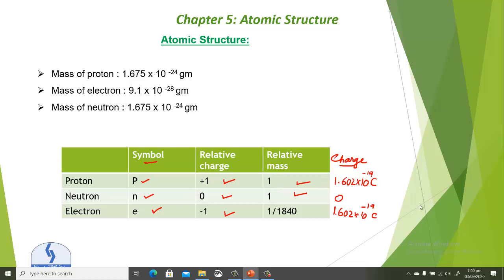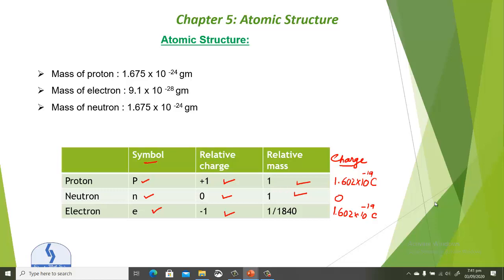And neutron has no charge, that is 0. So neutron has no charge, and proton and electron have the same magnitude of charge. That's why an atom is electrically neutral, because they cancel each other out. It means the atom is overall neutral.